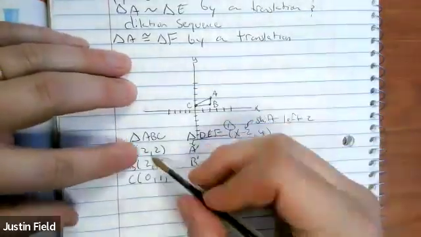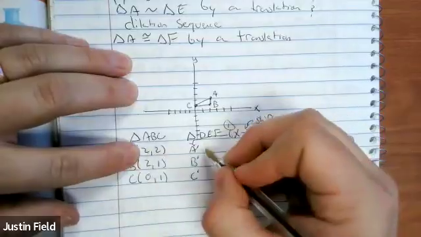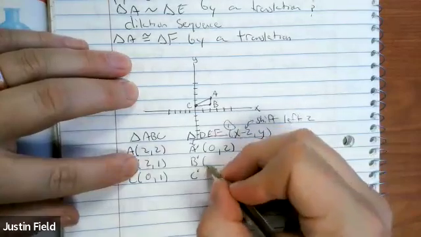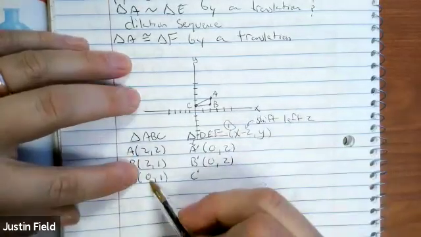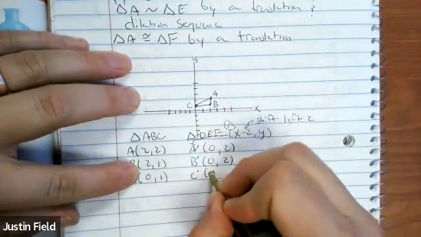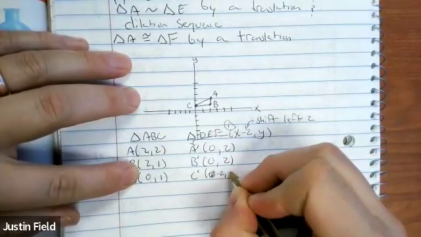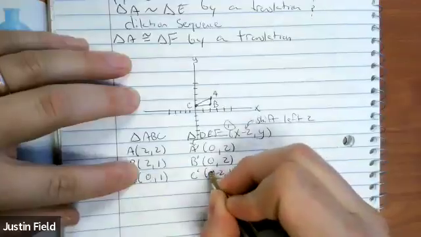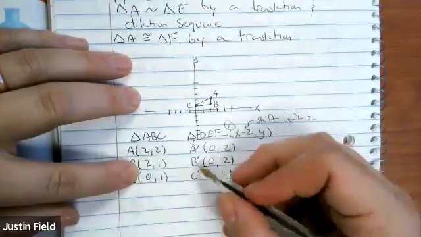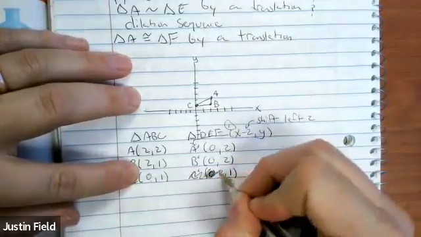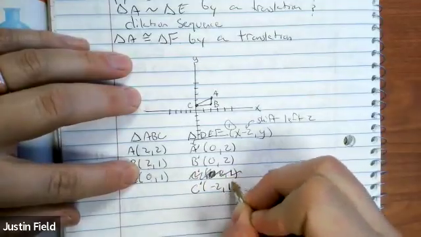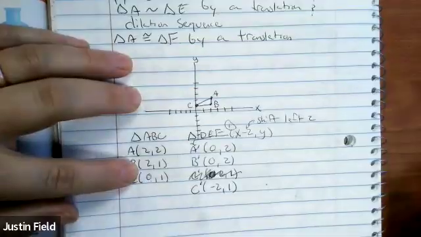No worries. So 2 minus 2 is 0. 2 minus 2 is 0. And 0 minus 2 is negative 2. Whoops. Negative 2, 1. Let me rewrite that. C prime is (negative 2, 1). There we go. Sorry about that.